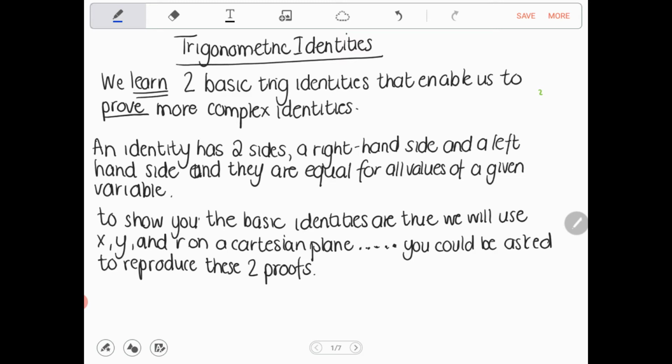So the identities that we learn is that tan theta is always equal to sine theta over cos theta. Okay, and obviously this works both ways. So if you have a tan theta, you can replace it with sine theta over cos theta, or if you had a sine theta over cos theta, you could replace it with tan theta.